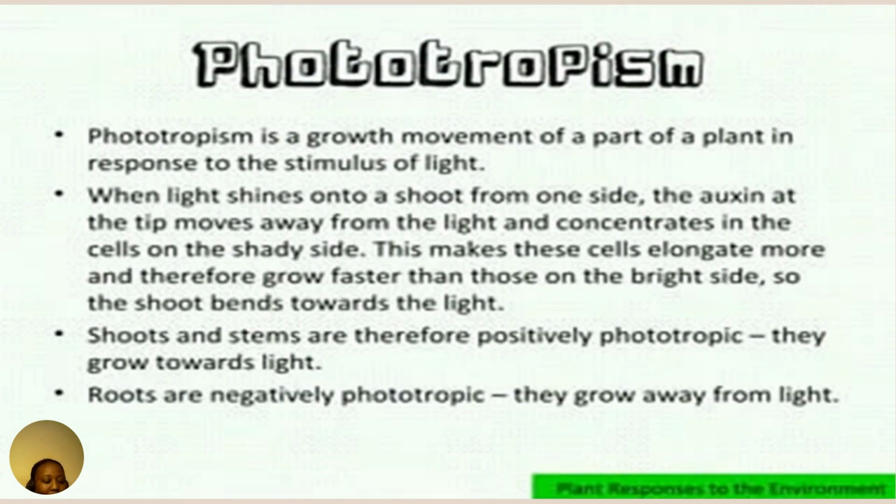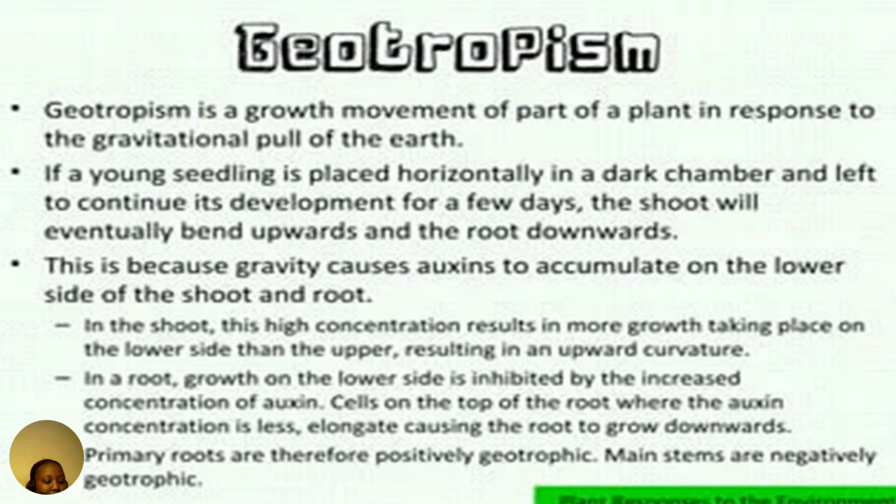Phototropism is a plant growth response to light. So that is the sunflower. Stems grow towards the light and they are positively phototropic. Roots grow away from the light and they are said to be negatively phototropic, because mostly roots are always underground.